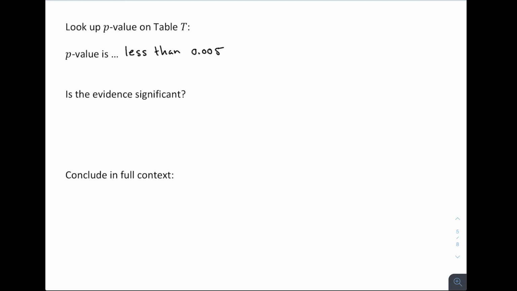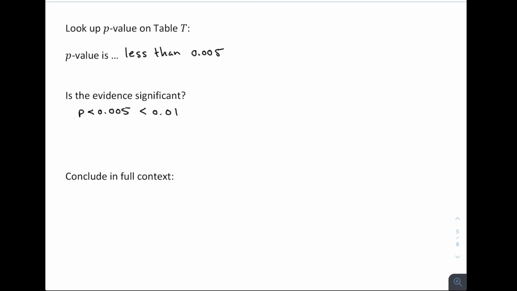Given that the p-value is less than 0.005, let's now make a decision on the significance of this evidence. Since the p-value is less than 0.005, it is also less than 0.01. And since 0.01 is our significance level, we have significant evidence to reject the null hypothesis and conclude the alternative hypothesis. Let's now use this decision to make a conclusion in full context.